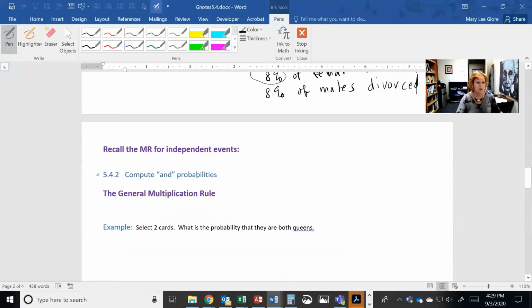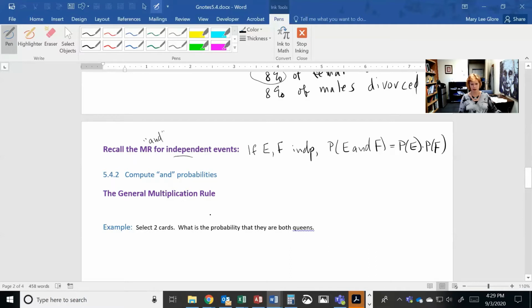Remember the multiplication rule for independent events? We said if E and F are independent, then the probability, this is "and"s, the multiplication rules are always about "and"s, of E and F both occurring is the probability of E times the probability of F. All right, so that's only true if they're independent.